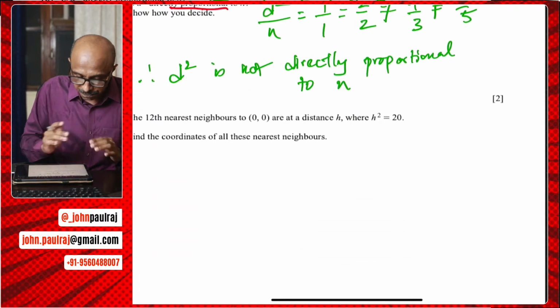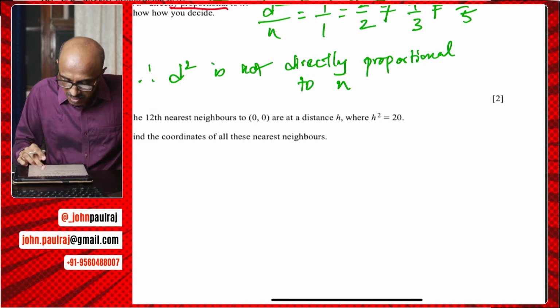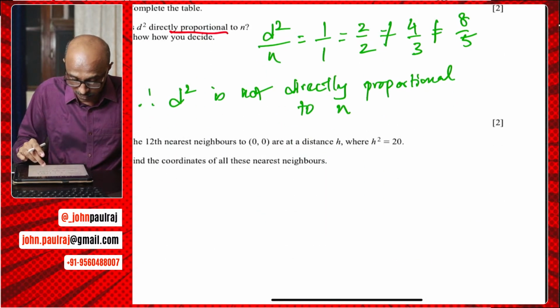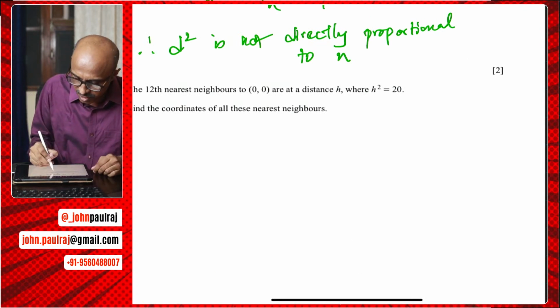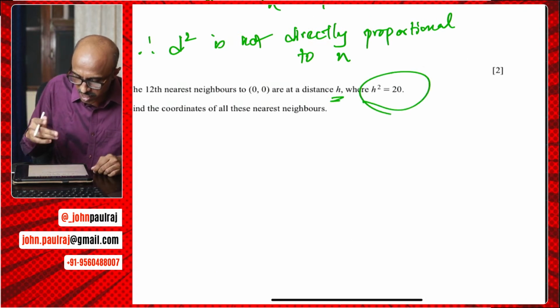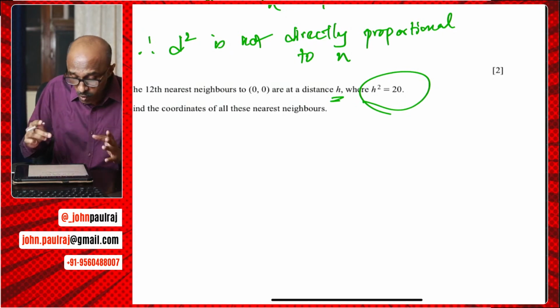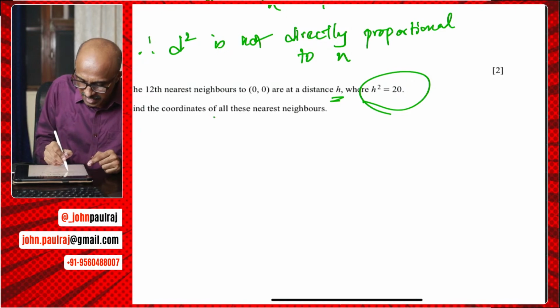Okay, moving on. The 12th nearest neighbors, they've given us values only up to 11. Clever of them. The 12th nearest neighbors to 0, 0 are at a distance h. So the distance is h, where h square is equal to 20. Find the coordinates of all these nearest neighbors.